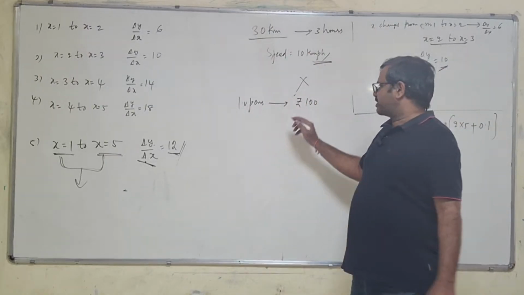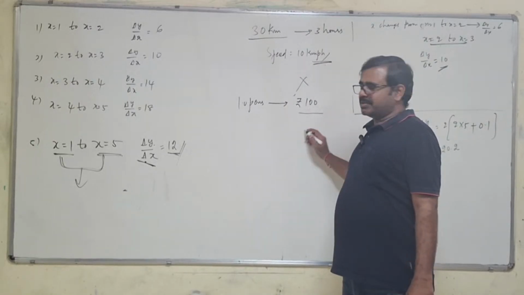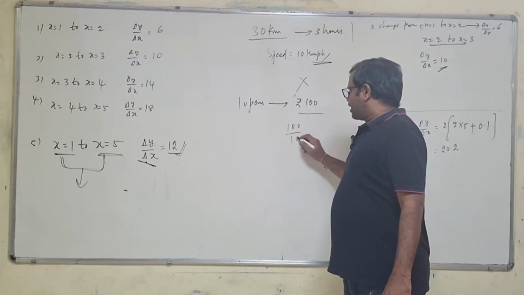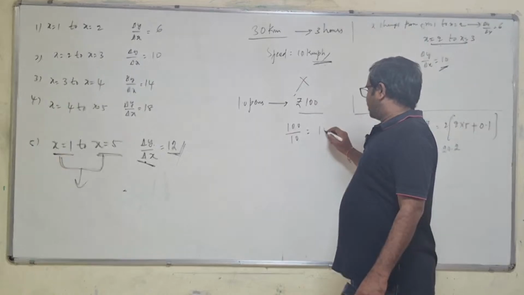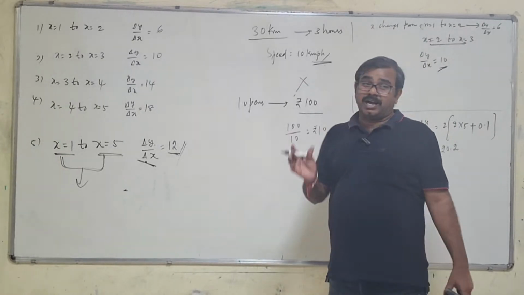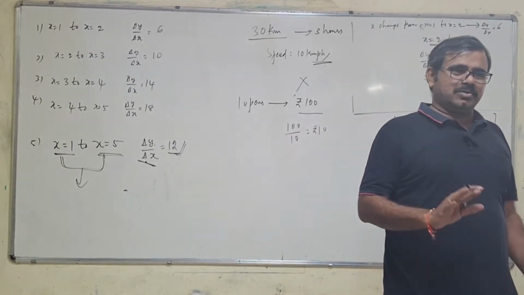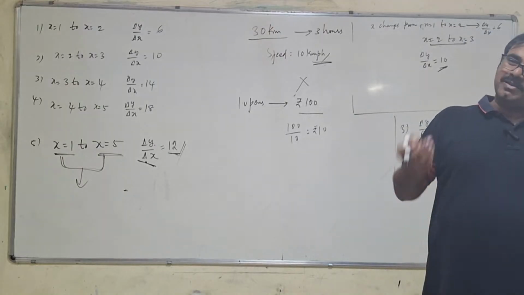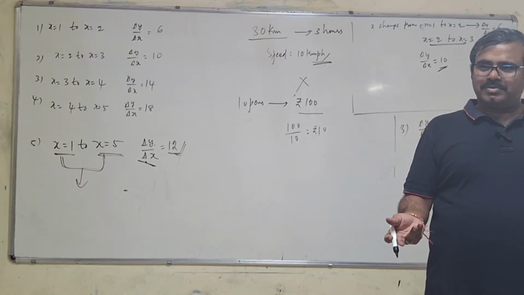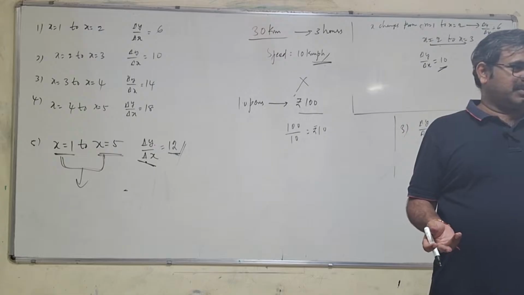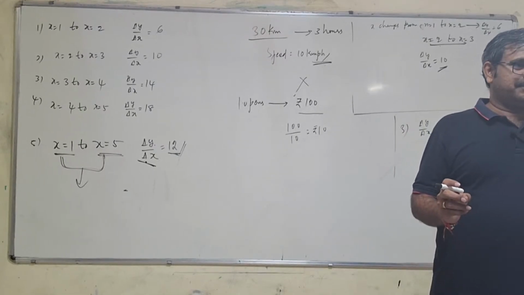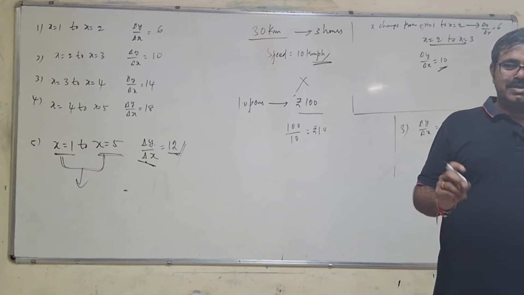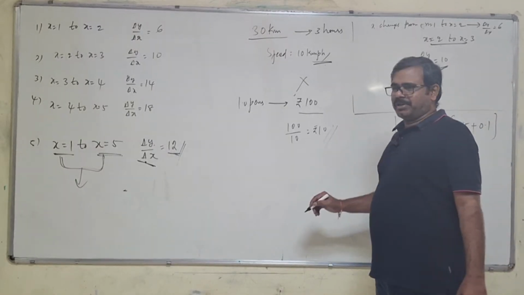But the total cost is how much? 100 rupees. So when you write 100 by 10, what are you getting? 10 rupees. So you are saying average price of a pen is 10 rupees. Does it mean that every pen costs 10 rupees? No. You understand what I'm saying? Okay, it doesn't mean that every pen costed the same value.